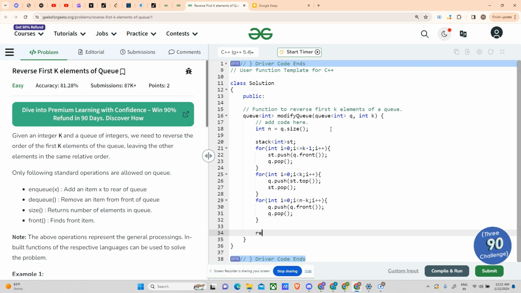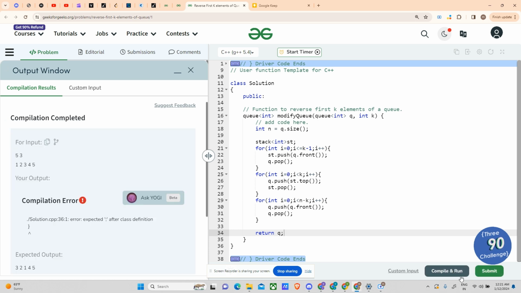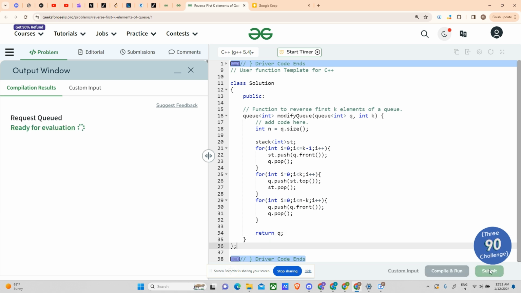After that, simple, return your original queue. This will be your answer. Hope I have not committed any mistake. And return queue, compile and run. There has been a compilation error. It will be a semicolon here. I don't know how I missed it. Running fine for the sample test case. Let's see for all the hidden test cases also.